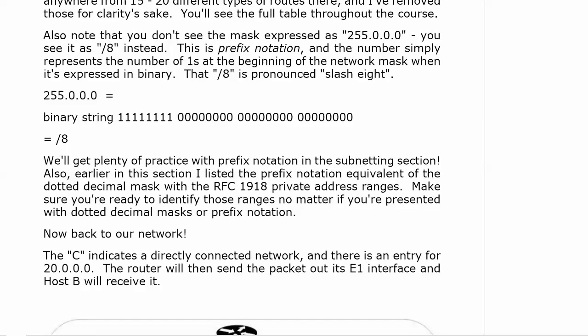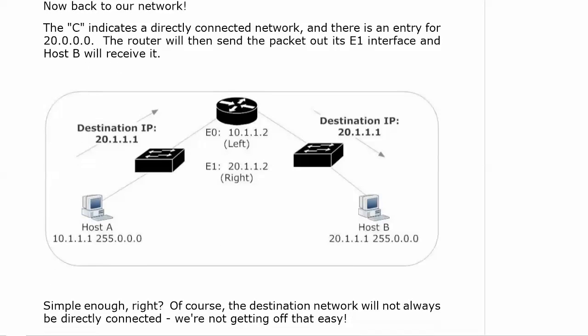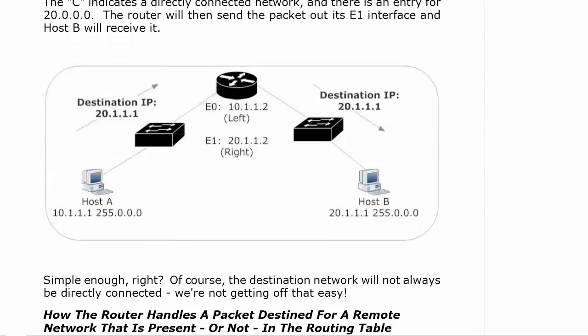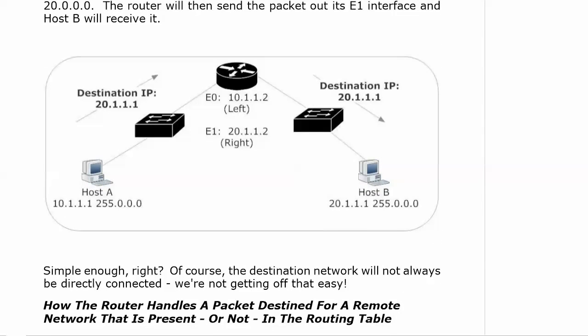And the C indicates a directly connected network. And there is an entry for 20.0.0.0. We saw it. It's right there, the top one. So in this case, the router's got an entry for those packets, and it just simply forwards them out E1 with the destination IP address of 21.1.1. Simple enough, right? Nothing to this routing stuff.